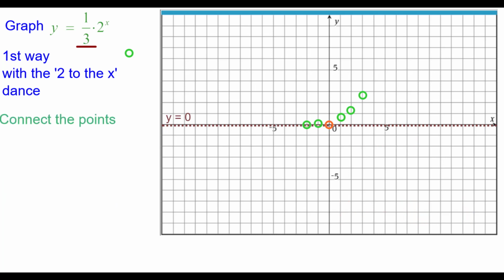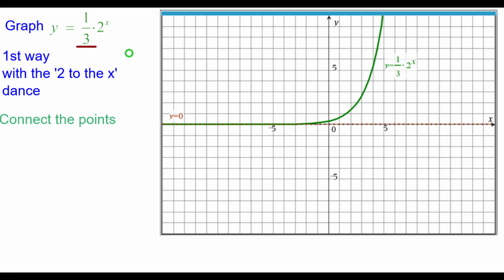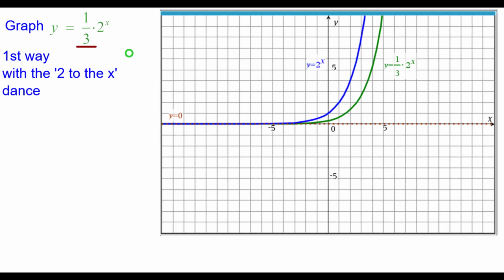Connect the points, and we get that 2 to the x looking curve, but you can see it's much wider and goes up much more slowly than the parent function did. If you multiply the y value in blue by 1/3, you get the green y value, not for just these 2 points, but for all the points.